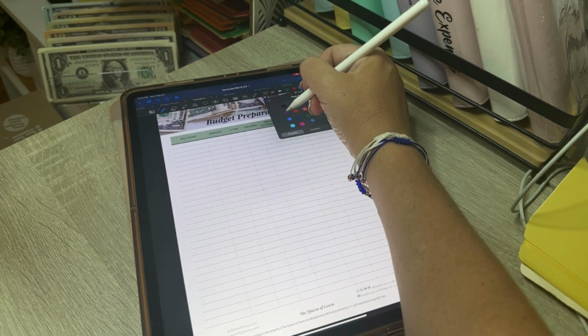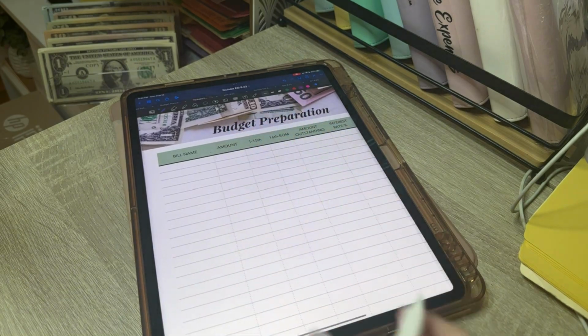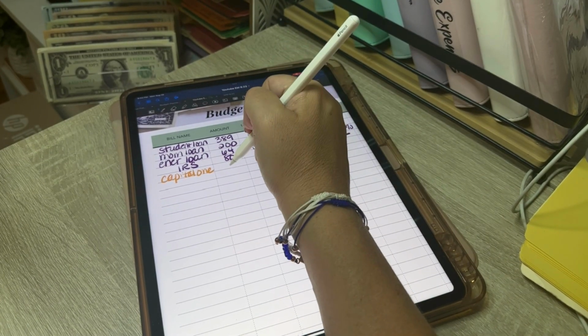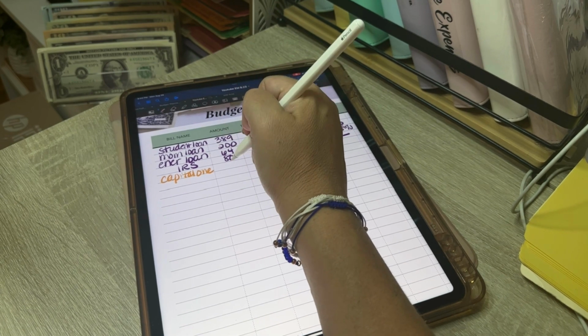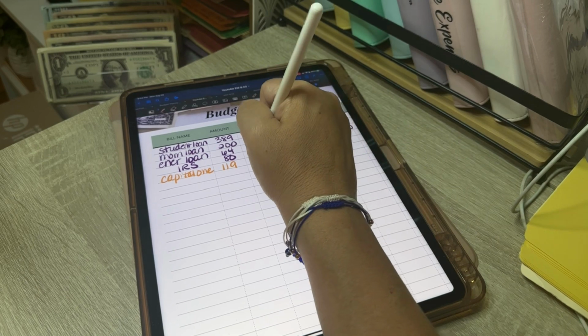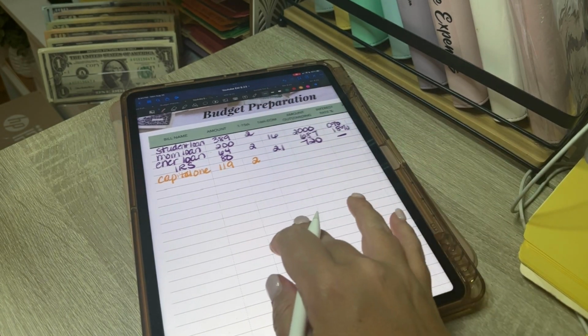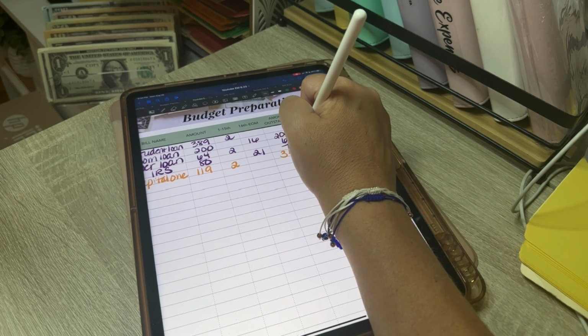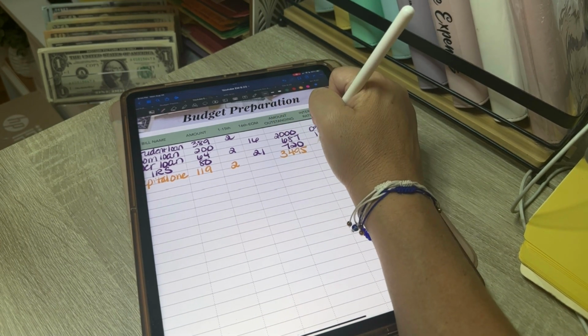Now I like to change the color when I'm dealing with loans and credit cards. What's important to note when you're listing your credit cards is that the amount you're going to use is your minimum amount due on your last bill or at your current time. So you're going to want to make sure that you are looking up and using that minimum amount due.